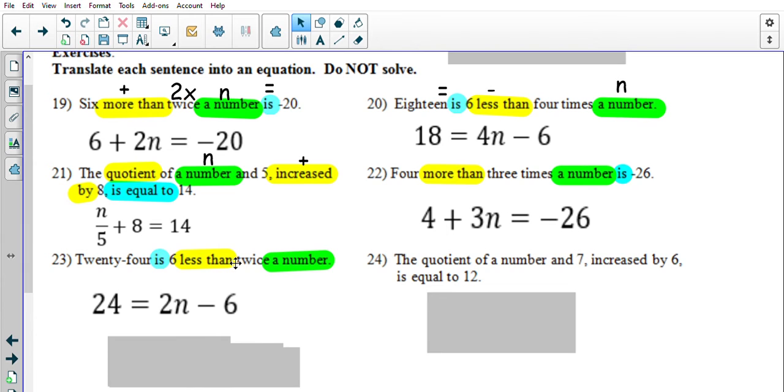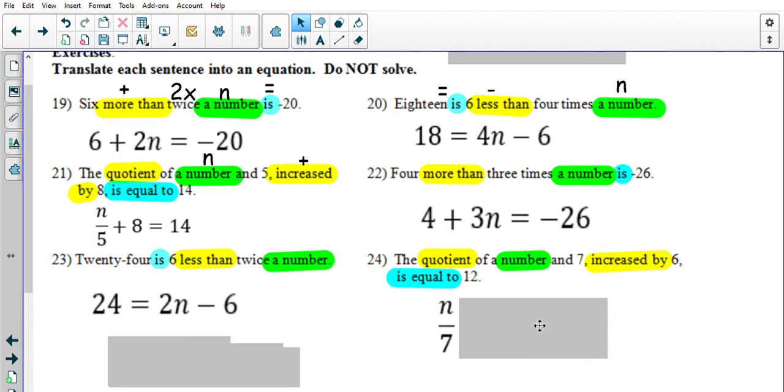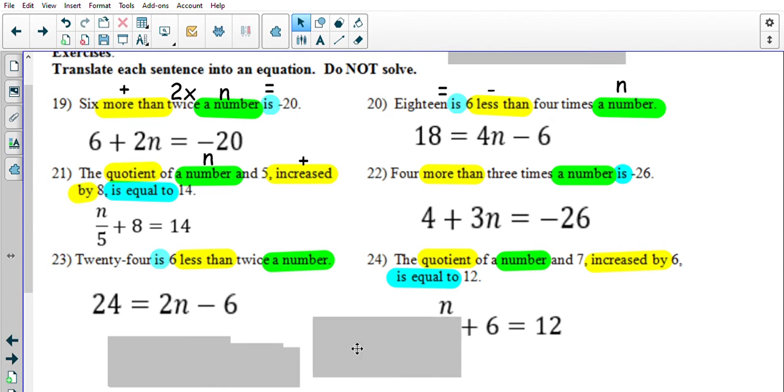All right, finally, number 24 from this group. The quotient of a number and 7 increased by 6 is equal to 12. Quotient means division again. A number represents our unknown. Increased by 6 means we're going to do plus 6, and then is equal to 12. So the quotient of a number and 7 is n divided by 7. Increased by is plus 6. Set that equal to 12.